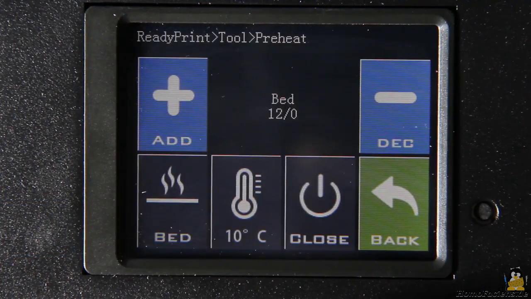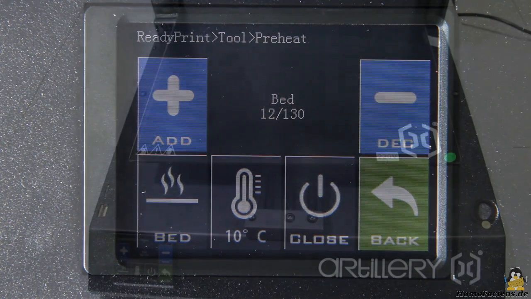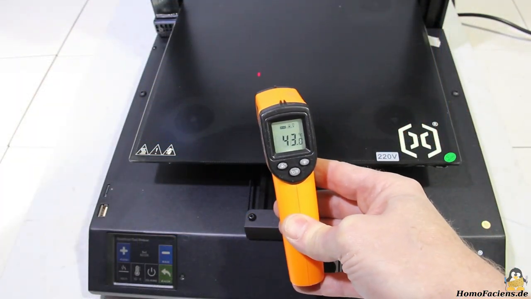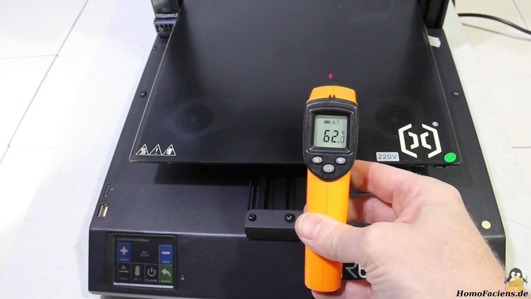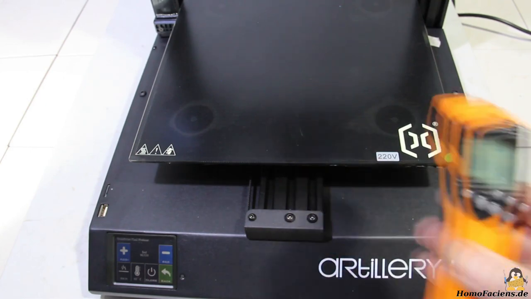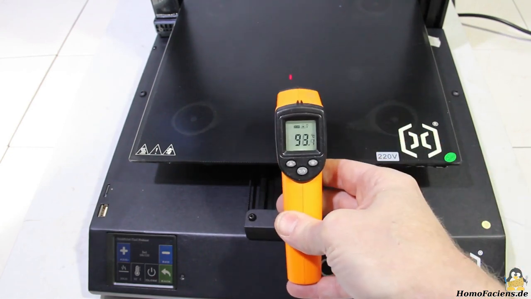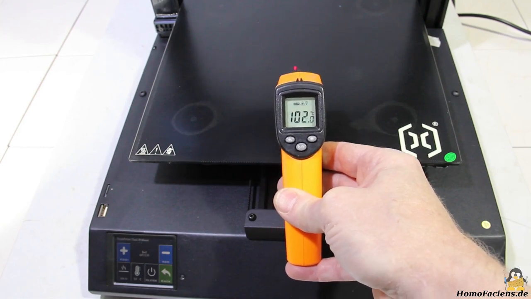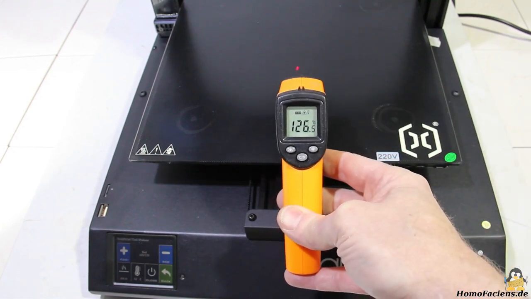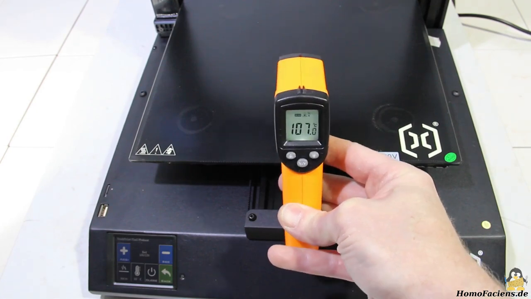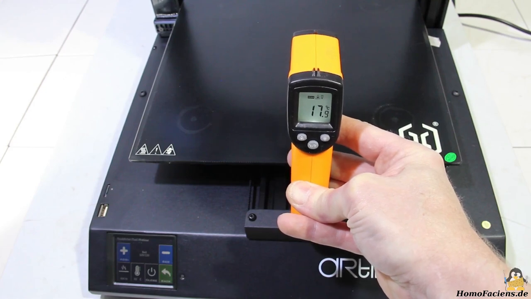The maximum temperature of the print bed can be set to 130 degrees Celsius via the very responsive touchscreen. 40 degrees Celsius are reached after 1 minute, 60 degrees Celsius after 2 minutes, 90 degrees Celsius after 3 minutes, and 100 degrees Celsius after only 4 minutes. After 5 minutes more than 120 degrees Celsius are reached, the 110 degrees Celsius specified by the manufacturer are easily within reach. The ambient temperature in my video studio at the time of the measurement was around 18 degrees Celsius.